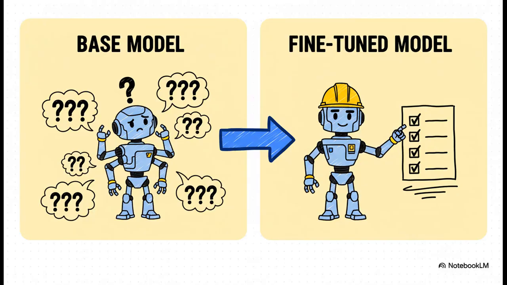And this slide just nails the difference. I mean, look at this. On the left, a base model's answer to how do I fine-tune a model is basically just asking you more questions. But on the right, the fine-tuned model gives you a perfect, step-by-step guide. That's the leap from generalist to genius we're talking about.